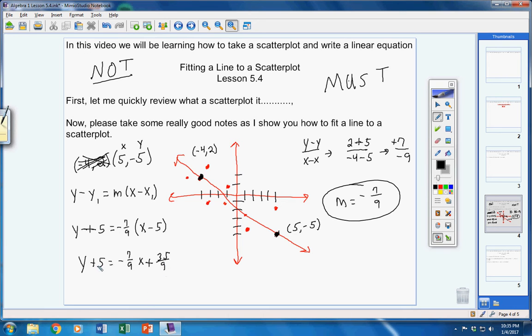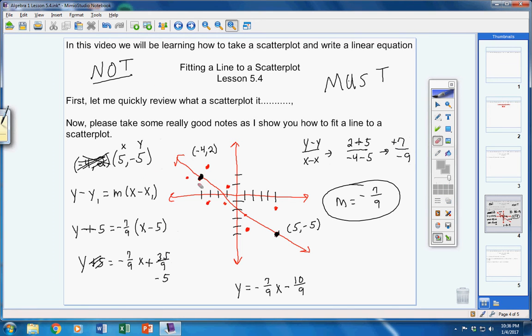Okay? Now bring your 5 over and make it a -5. And we're finished. Your answer would be y equals -7/9 x, and then this would be -45, -10/9. Now I'm going to show you where I got that in a second, okay? Alright, let me show you how I got this, alright?